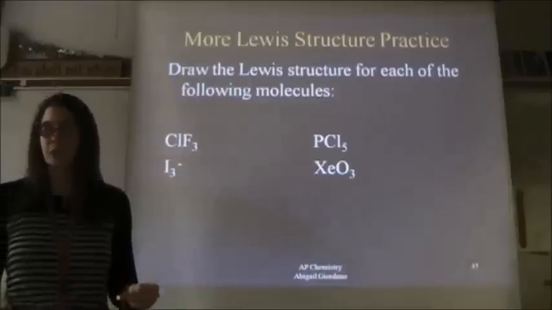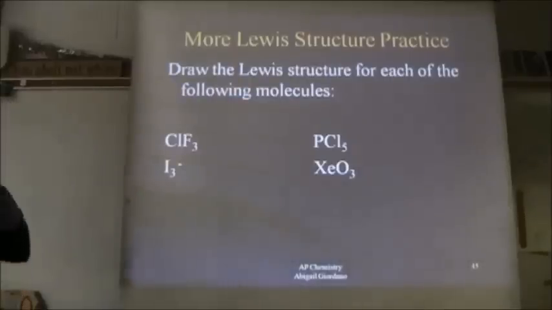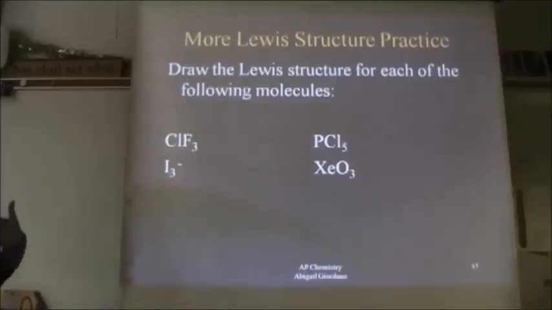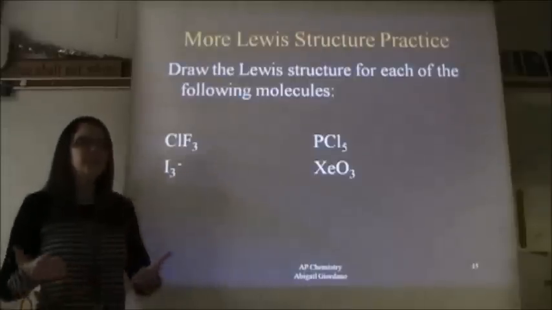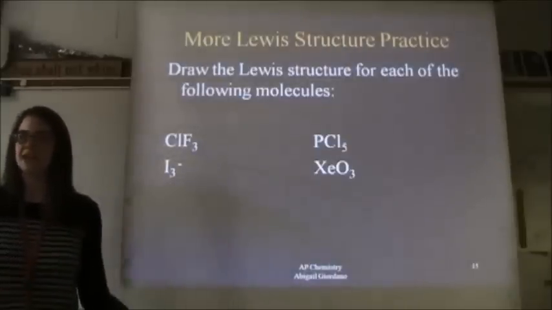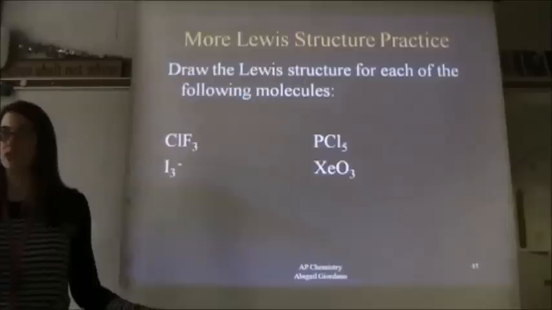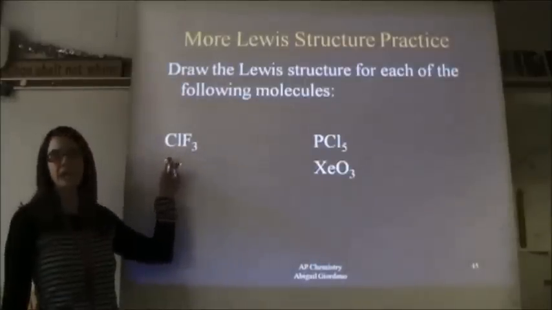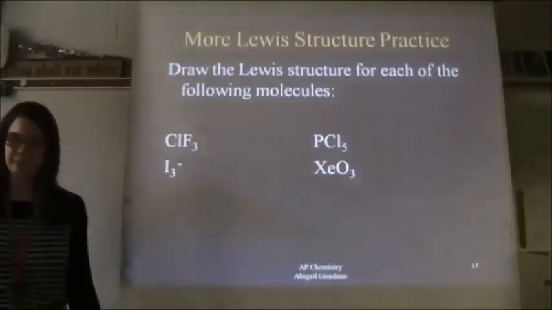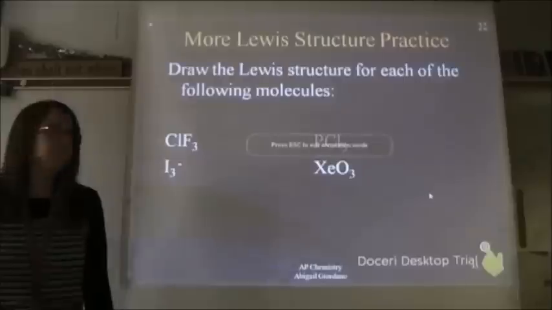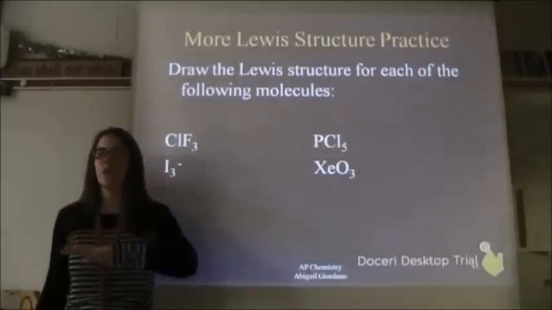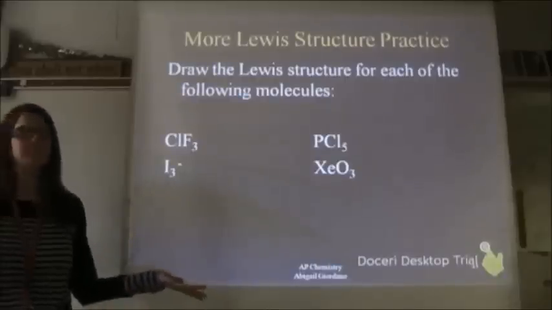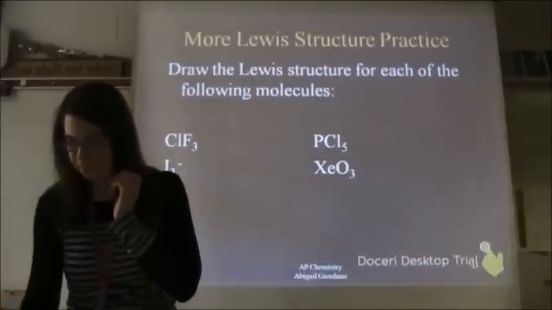And we're going to do some practice with this. We're going to start off by drawing their Lewis structures. Do you need to do something differently than we did last class in drawing these structures? No, you don't. I'm going to do one with you as an example. Chlorine trifluoride. Our first step, remember, is always to figure out what's the central atom. What do you think it's going to be? Chlorine.